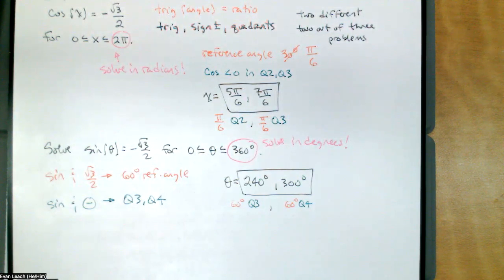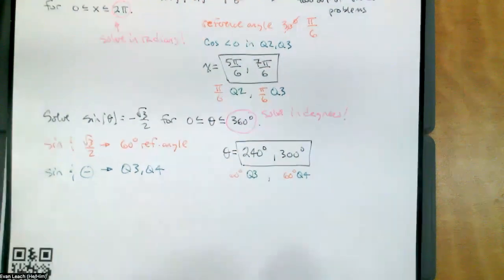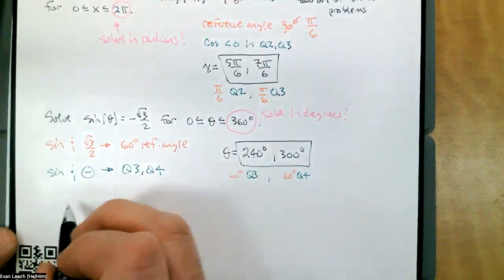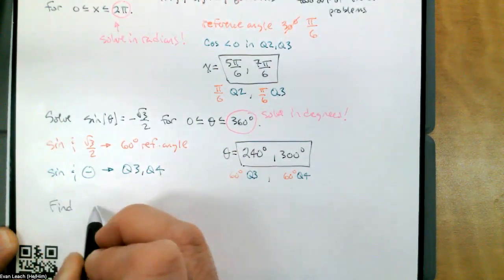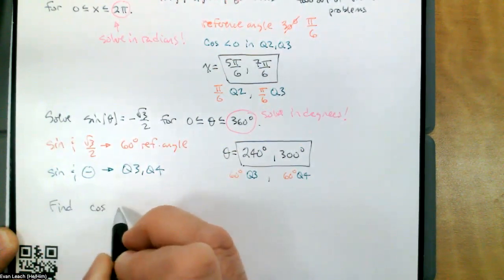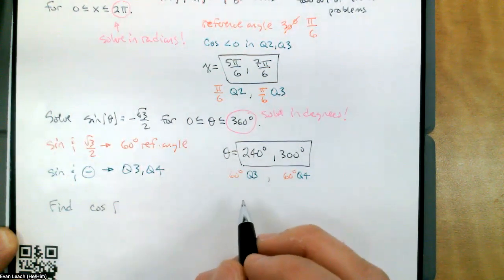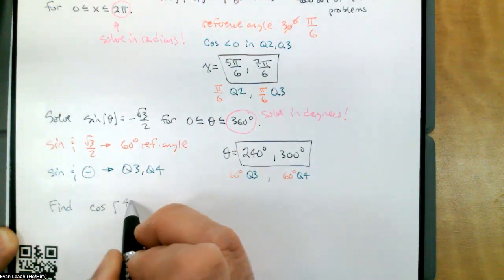Now, when we learn the problems, we have to learn them forwards and backwards. So I also have to be able to give you different ones. You have to know your values. So instead of saying solve, I might just say find the cosine of 4 pi over 3.